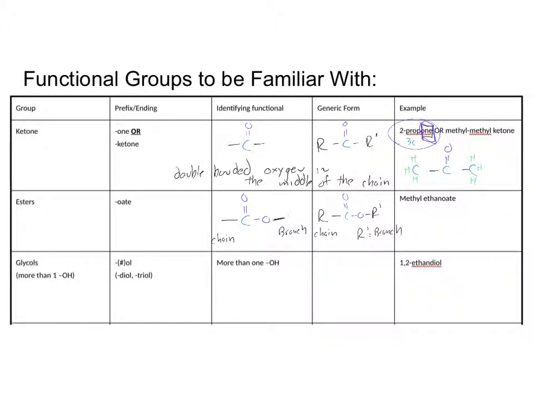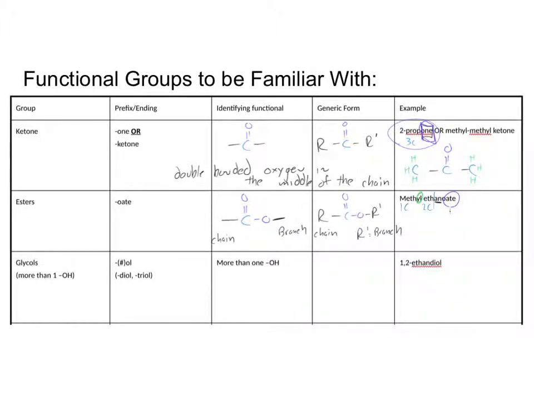Okay, so here we have methyl ethanoate. The OATE tells me that it's my functional group. It's the double bonded oxygen, single bonded oxygen. The AN tells me it's all single bonds. Eth tells me it's a 2-carbon long chain. Now, the YL tells me that's my branch, and the meth tells me it's a 1-carbon long branch.